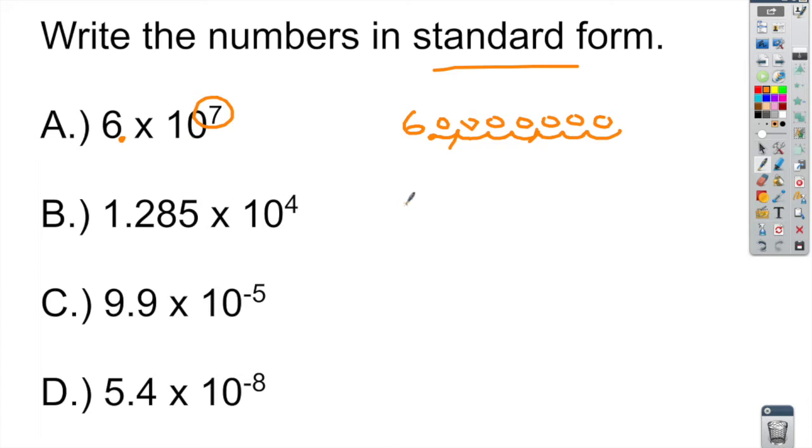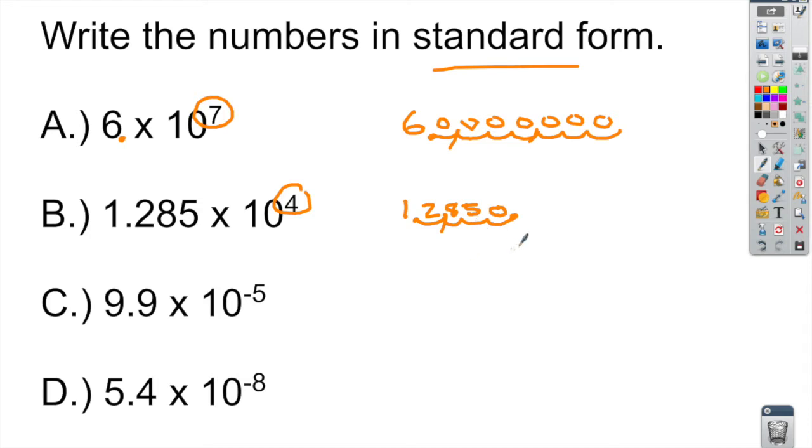All right, let's take a look at this next one. 1.285 times 10 to the 4th. Now that 4 is a positive exponent, which means this was originally a large number. So I need to move the decimal so that it recreates that large number. So in this case, to the right. 1, 2, 3, 4. So not a huge number, but a large number, 12,850.